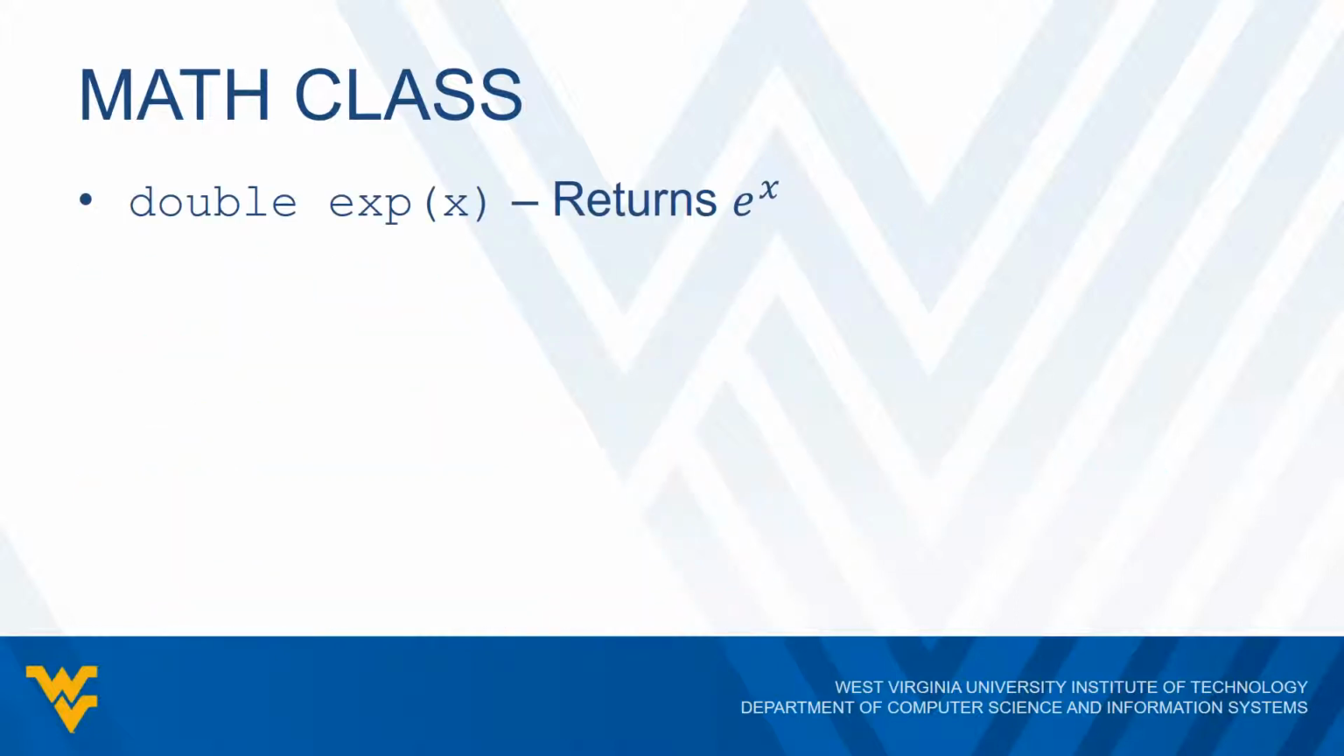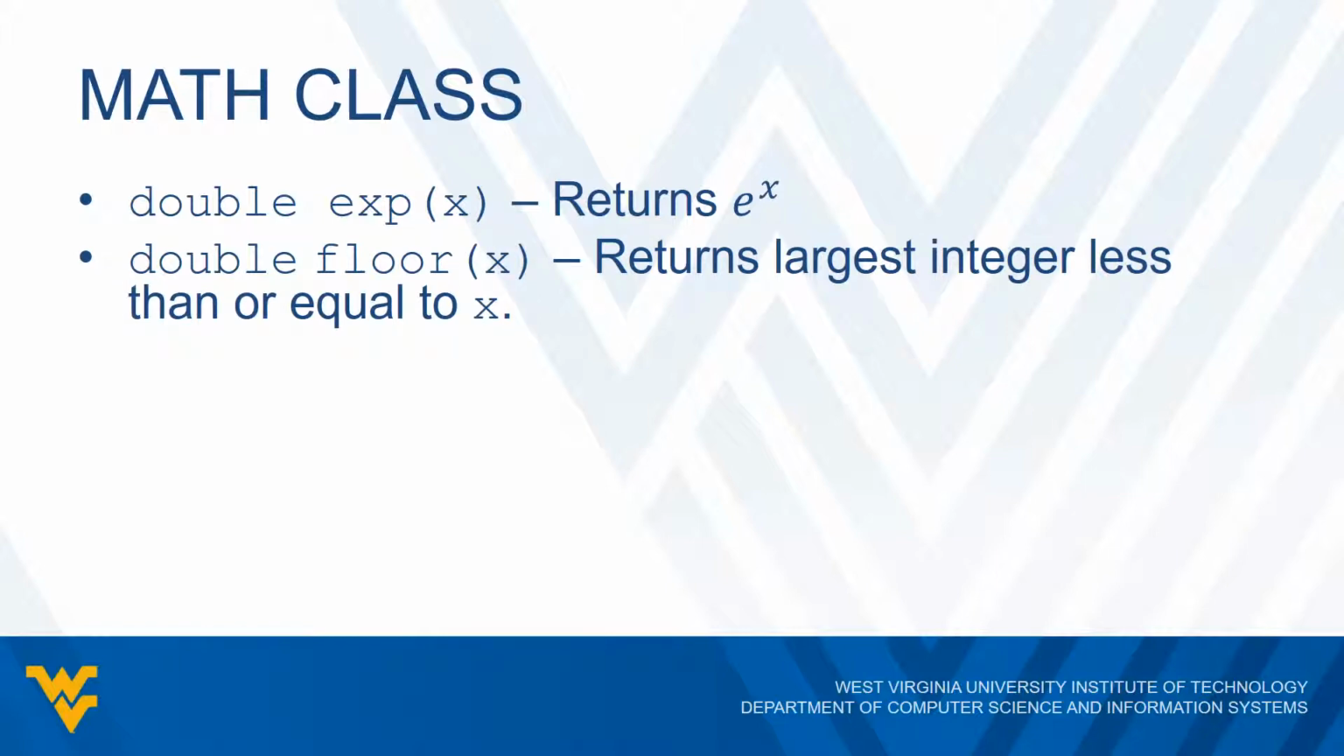The next method we have is the EXP method. This returns a double, specifically e to the power x. This is used in calculus and algebra-based formulas, so you might find this beneficial at some point. We also have the floor method, which returns the largest integer that is less than or equal to x. It's kind of the opposite of our ceiling method. It takes our input and rounds it down to the nearest integer. For example, if we do the floor of 65.78, it's going to return 65.0 because that is the largest integer that is less than or equal to x.